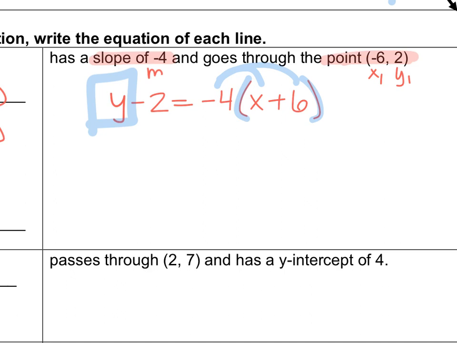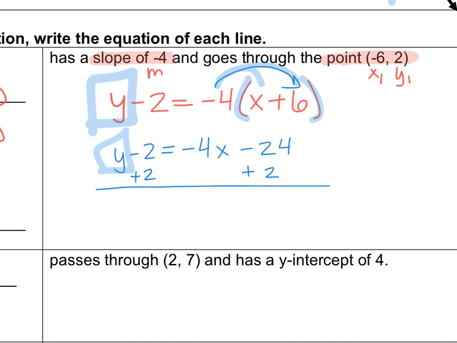We'll get y minus 2 equals -4 times x is -4x, -4 times 6 is -24. But I still want to get that y by itself. So I'm going to do the opposite of what's next to it, which means I'm going to add 2 to both sides. Make sure you're only adding to the other number, not to that x value. So that cancels, and gets the y by itself.